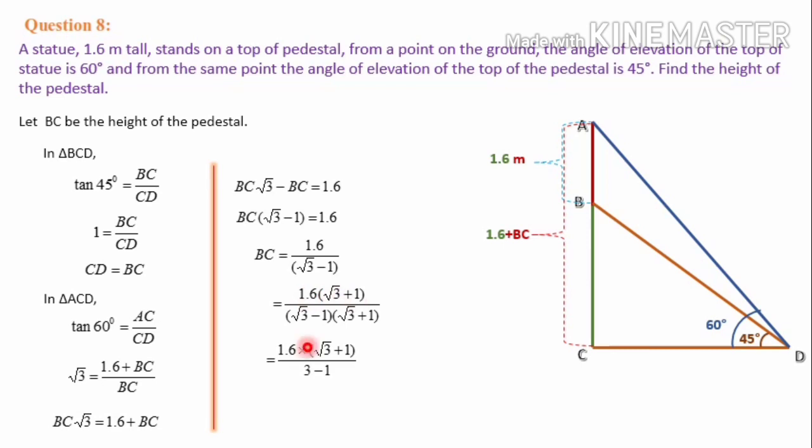The denominator is in the form a plus b into a minus b, which we have already learned is a square minus b square. So a is root 3, root 3 square is 3, minus b square, 1 square is 1. So 3 minus 1. That is equal to 1.6 into root 3 plus 1 divided by 3 minus 1, which is 2. So 2 and 1.6 we can cancel, that is 0.8 in the numerator. 0.8 into root 3 plus 1 meter. Finally, the height of the pedestal is 0.8 into root 3 plus 1 meter.